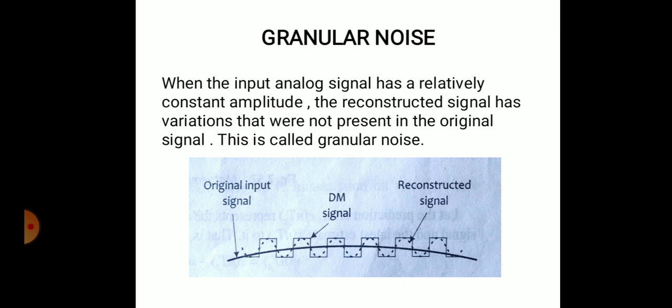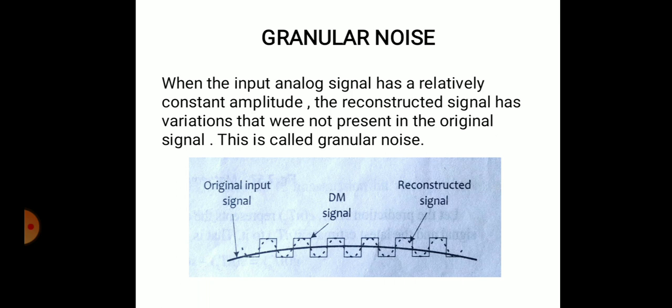You can see in this waveform the dark line is the original signal, the dotted square pulse is the delta modulated signal, and the reconstructed signal is the dotted line. So granular noise is more prevalent in analog signals that have gradual slopes and whose amplitude levels vary only by a small amount. It is analogous to quantization noise in conventional PCM, we can say that.